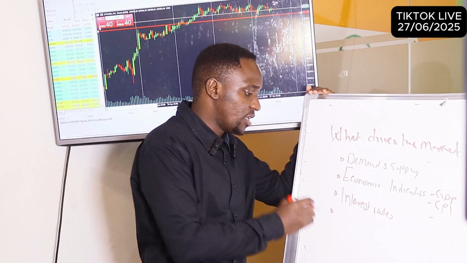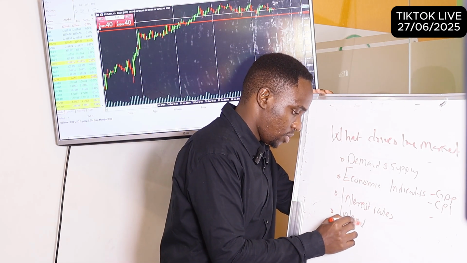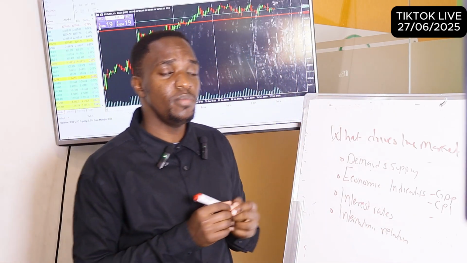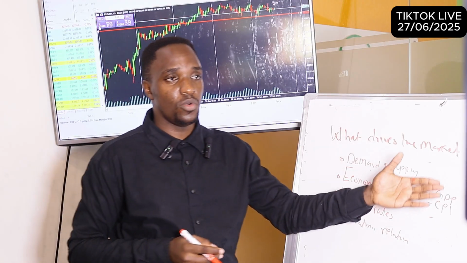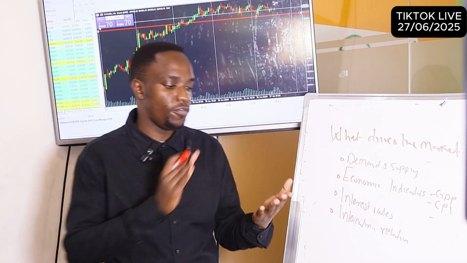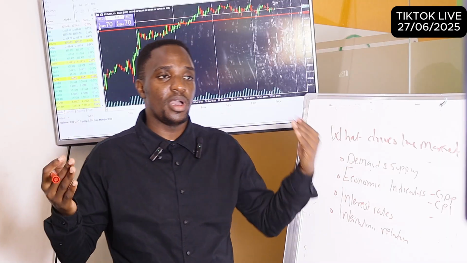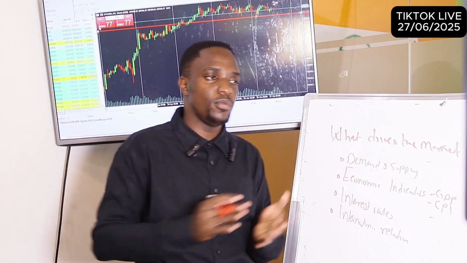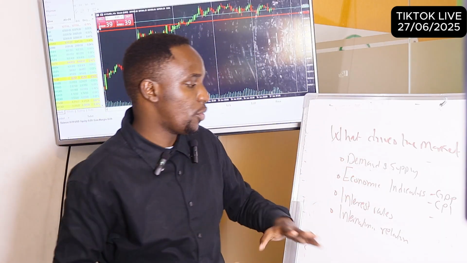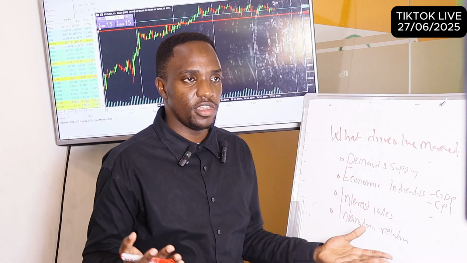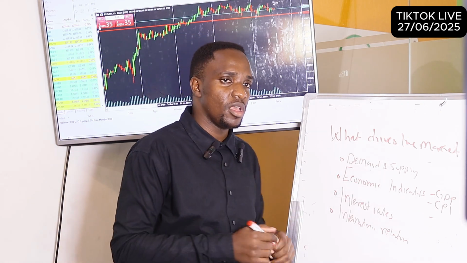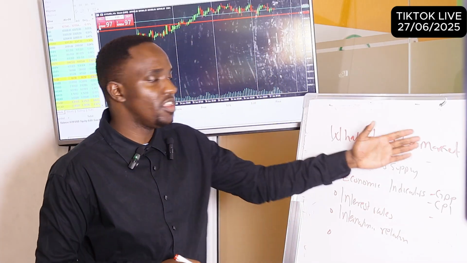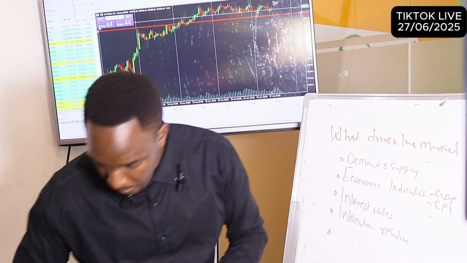Another thing that usually moves the market is international relations. How currencies relate with each other really affects the value of a country's currency. If our country is having good relations with neighbors, our currency is most likely to strengthen. If you are having wars with neighboring countries, our currency will depreciate. So these are some of the things that usually move the market. I think there are others that I'm forgetting, but these are some of the things that really move this forex market.